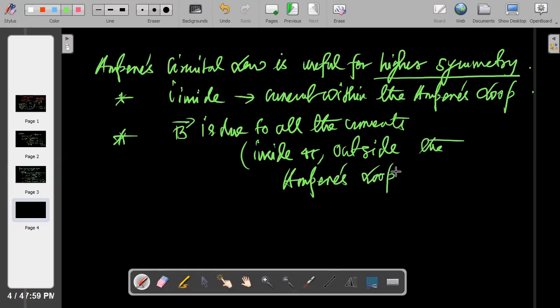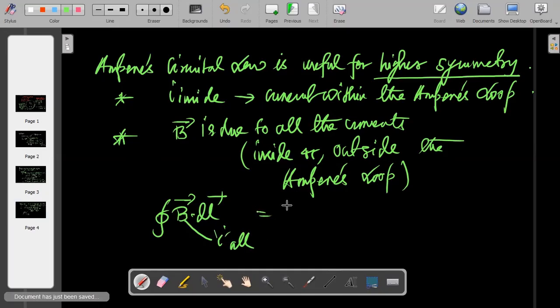Please remember. So what I told while doing B dot dl, right? This B should be, you should consider for inside and outside. The current should be for all. But what I told, it is nothing but mu naught into I, that should be inside. It should be inside. So while applying the formula, okay.